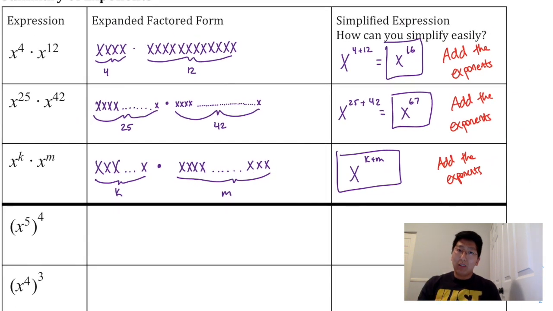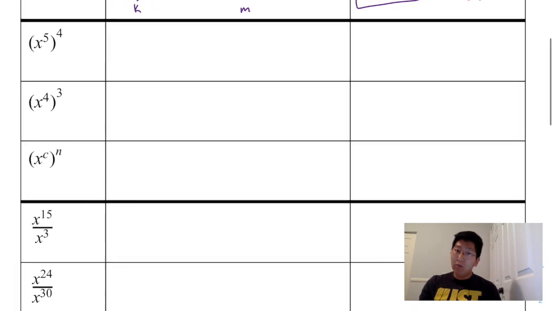This is abstract. The numbers are not concrete. They're variables. So it is a little bit tricky, but I want you to try to follow along. So that's everything for multiplying exponents. Now, power of powers, we're going to have a different rule.